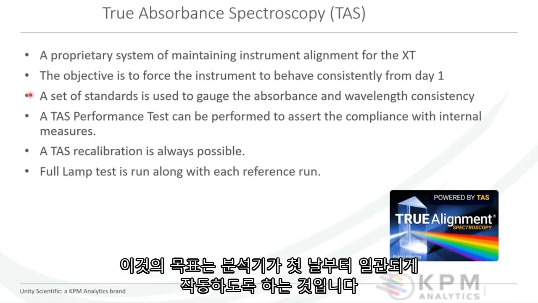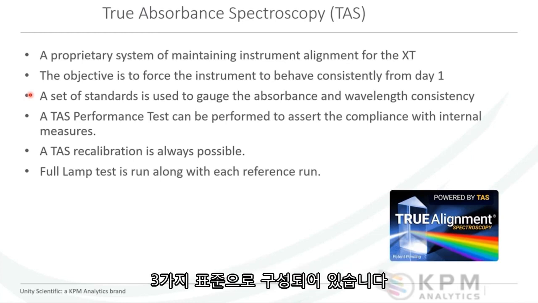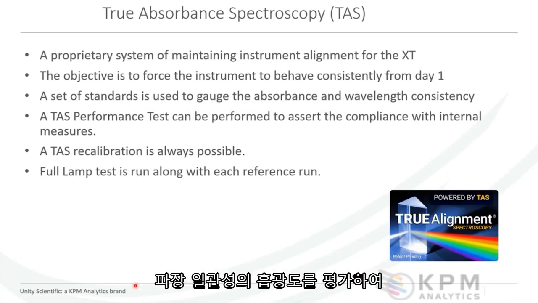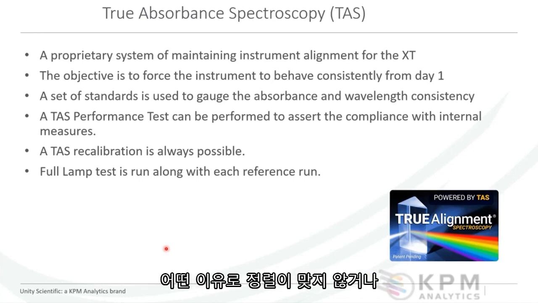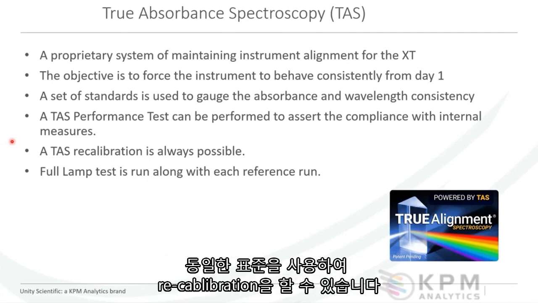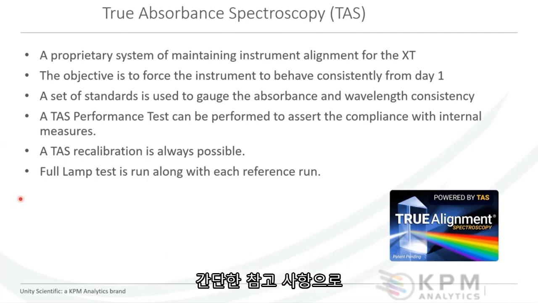The objective of TAS is to force the instrument to behave consistently from day one and also according to factory specifications. There are a set of three standards that we use to set up the instrument and then evaluate the absorbance and the wavelength consistency. It makes sure that the XT is performing according to factory specifications. If it ever falls out of alignment or drifts for some reason, these same standards can be used to recalibrate the instrument. And just as a quick note, we're also looking at the lamp test before each sample run.